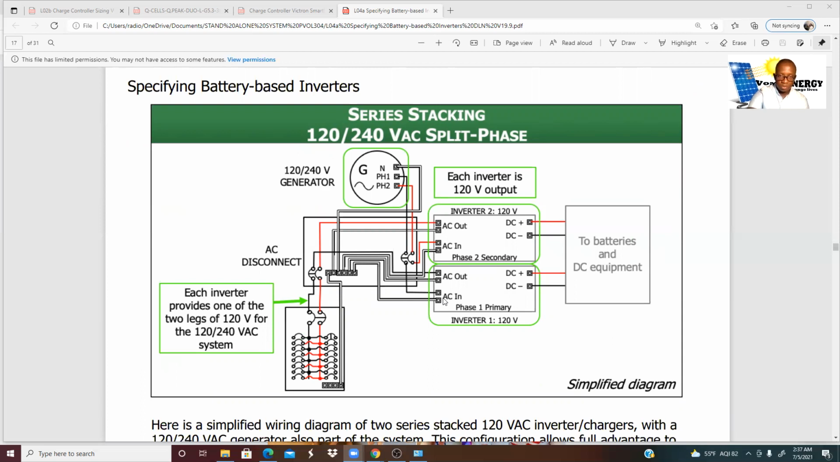And running to our AC output, AC input phase section into the inverter number two, 120 volt. Now, then we have another inverter, number one, also going into our inverter, running into this junction box. We notice that we have the two phases going together into that box from number one to number two. Each inverter provides one of the two legs of 120 volt for the 120 to 240 volt system.